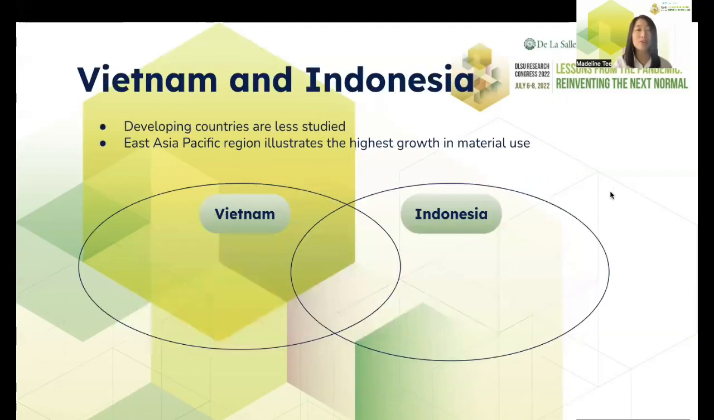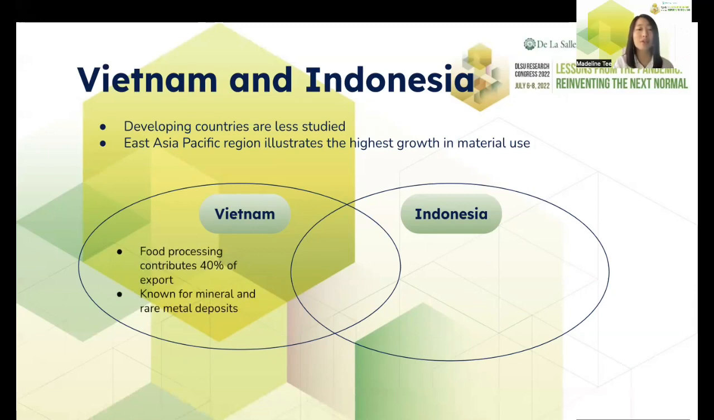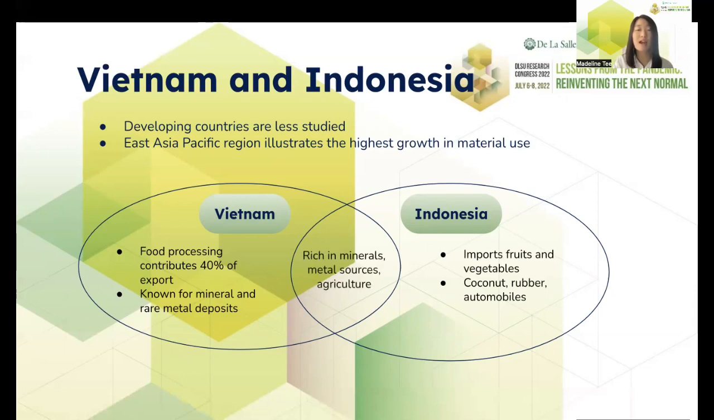With this, we will be introducing the two main countries of our study, Vietnam and Indonesia. Now, these developing countries are less studied. In the Asia-Pacific region, it illustrates the highest growth in material use. Firstly, let us look into Vietnam. Vietnam's food processing contributes 40% of export, and it is known for mineral and rare metal deposits. As for Indonesia, they are known for their fruits and vegetables, coconut, rubber, and automobiles. Both of them are rich in minerals, metal sources, and agriculture.